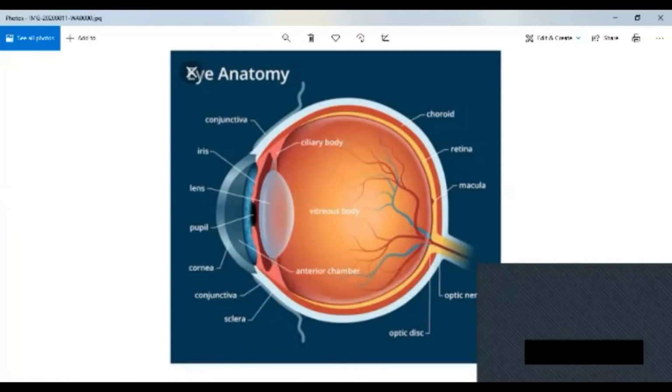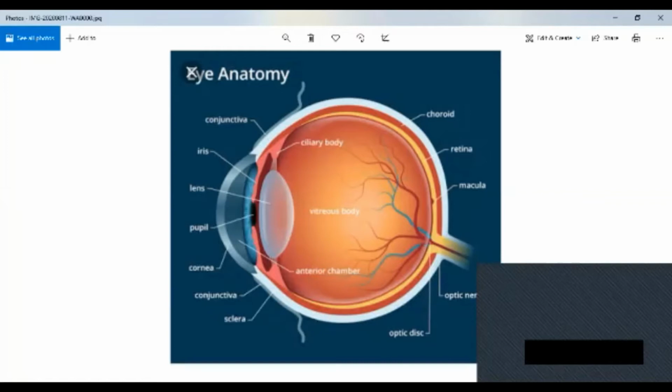Then comes the lens in our eyes. A convex, transparent, elastic lens is present inside our eyes. So you should keep in mind, a convex lens is present inside our eyes, and it is elastic and transparent. And this lens is connected to the ciliary body or ciliary muscles with the help of a thread-like structure called the ligaments.